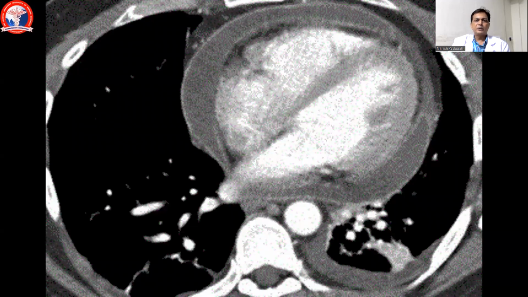This is a cross-sectional image of the thorax. What we get to see is pericardial effusion. On this contrast study, the important feature here is the pericardium appears thicker than usual and shows contrast enhancement. So pericardium is thick and showing contrast enhancement. It's a case of pericarditis.